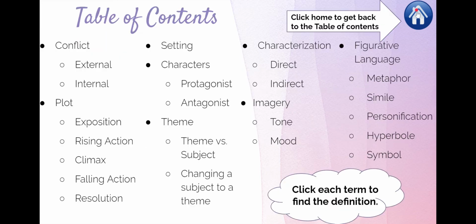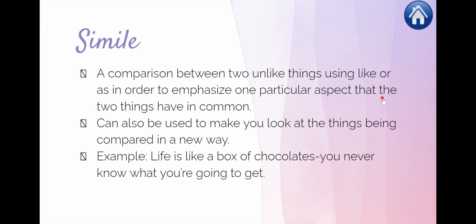The next type is a simile, which again you should be pretty familiar with, but it's a comparison with two unlike things using like or as. So remember that difference between a metaphor and a simile. Similes use like or as, metaphors do not. But that comparison using like or as is in order to emphasize one particular aspect that the two things have in common. It can also be used to make you look at the things being compared in a new way.